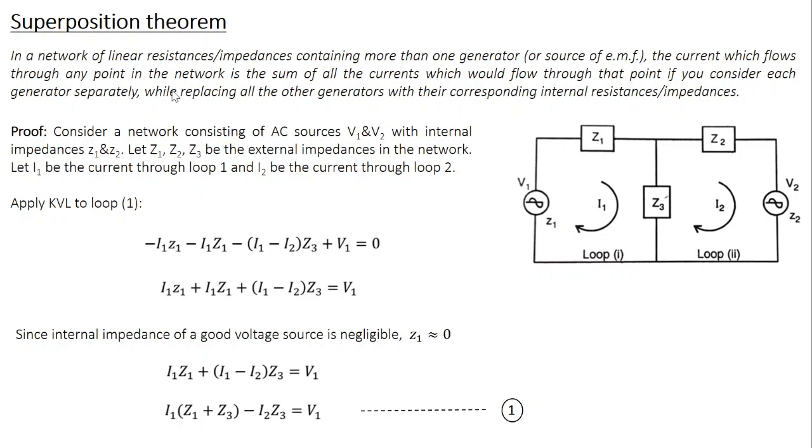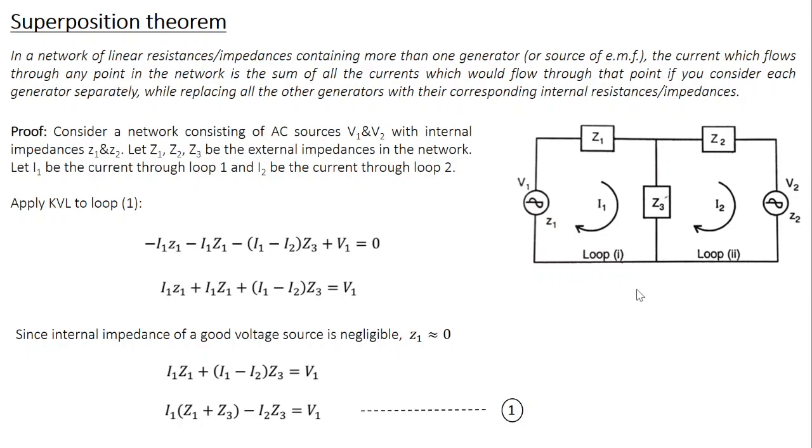We'll first prove the superposition theorem, then we also do one example problem so that you will be clear about the information as well as the methodology of this theorem. So let's consider a representative network here which consists of two AC sources V1 and V2 with internal impedances small z1 and small z2. The network consists of three external impedances, capital Z1, Z2 and Z3.